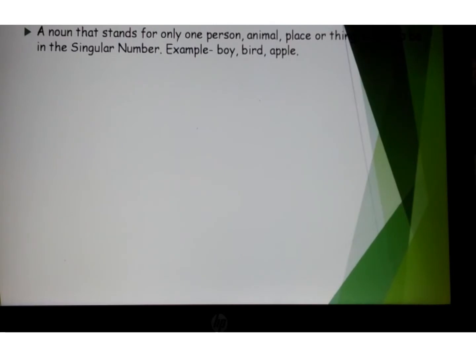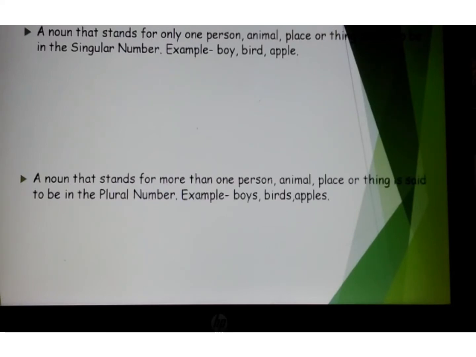So, what is a noun, children? A noun that stands for only one person, animal, place, or a thing is said to be in singular number. It means when you're talking about only one thing, it's a singular number. Like boy, bird, apple. A noun that stands for more than one person, animal, place, or thing is said to be in the plural number.